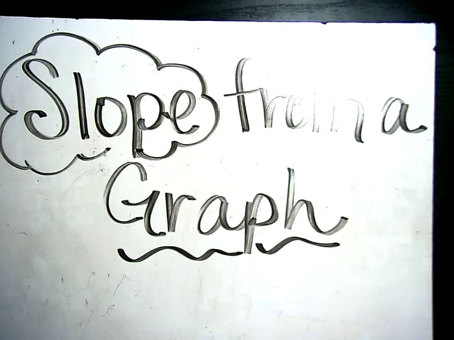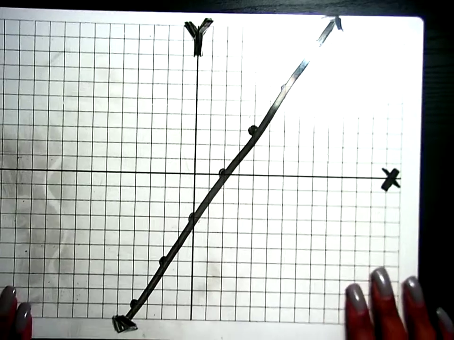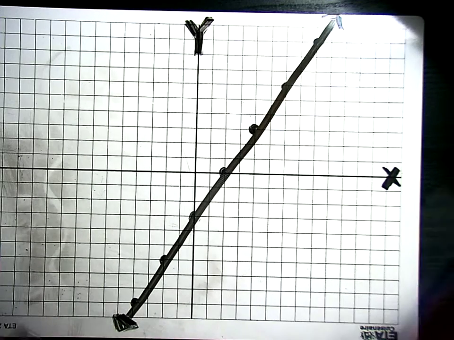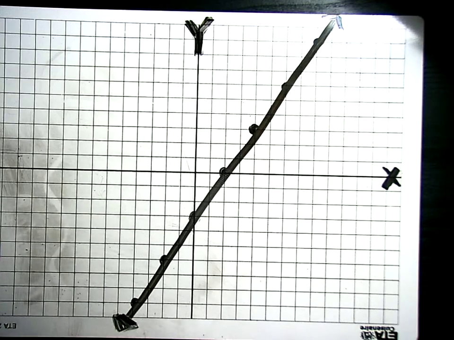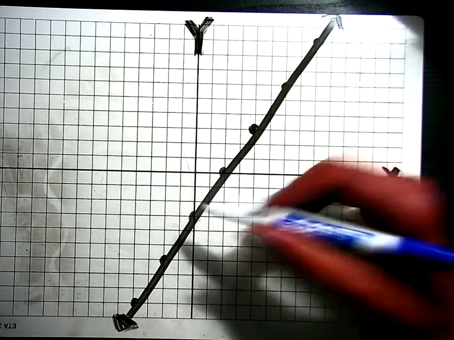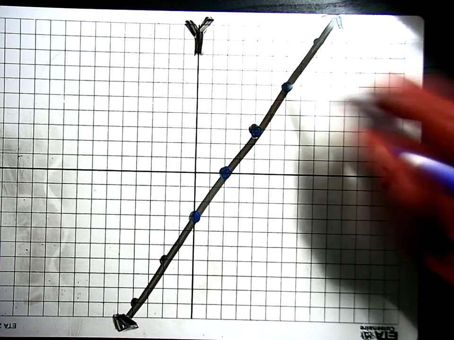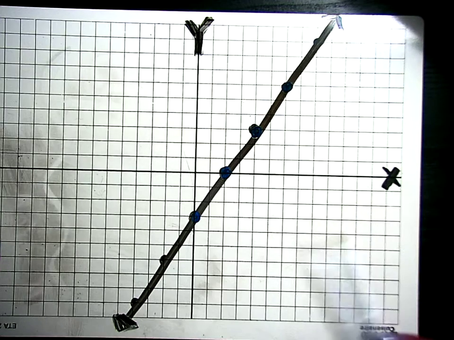Today we're going to look at how to find slope from a graph. So, we're given a simple graph, and we are asked to find the slope. First thing I notice is that I have small points along this graph, okay? These points are what's going to help me figure out what my slope is.